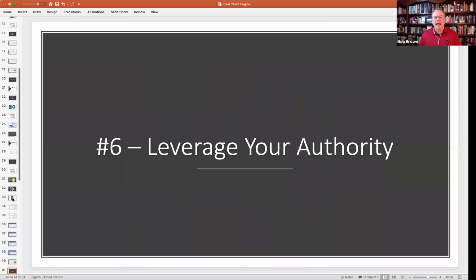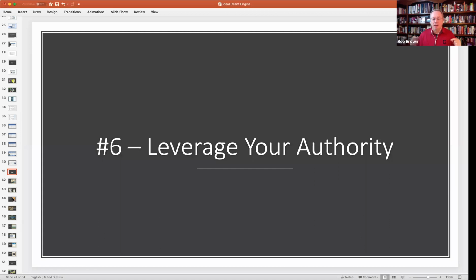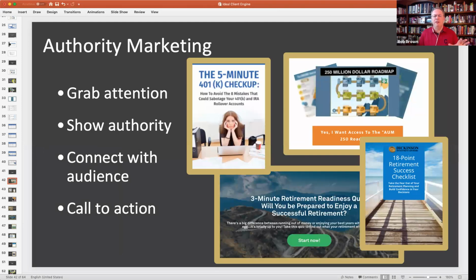All right, so let's jump to the next shift number 6. You need to leverage your authority. So once you have your unique client proposition, your signature solution that allows you to uniquely describe the way you help your clients achieve their goals, you need to leverage the authority that comes from that. You need to build your marketing campaigns around that UCP and tools that expose it to the light of day.